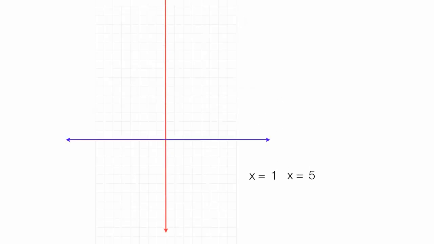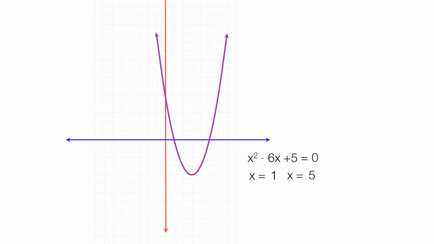And it turns out to be the solution to our very first equation. Where does that purple line cross the x-axis? It crosses at 1, and it crosses at 5. So if you plug those numbers into x squared minus 6x plus 5, you'd get 0 as well.